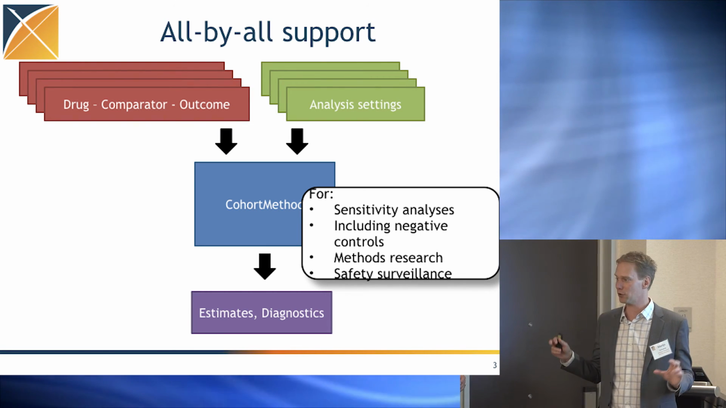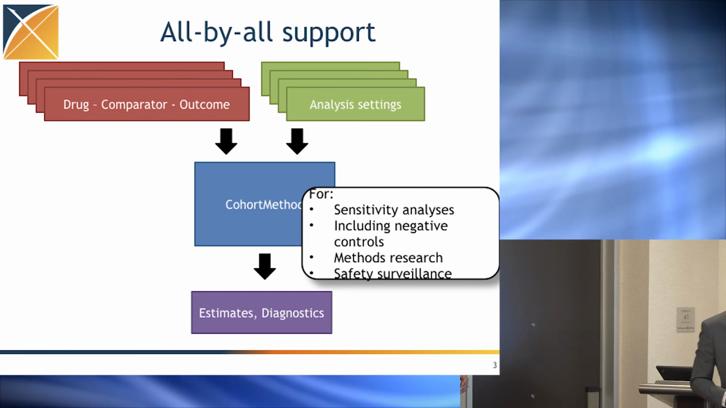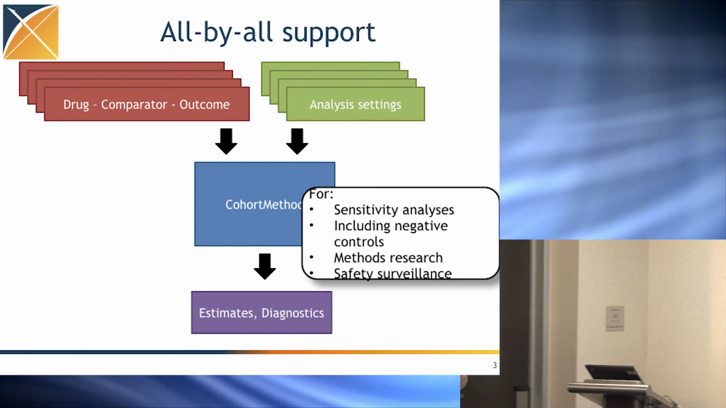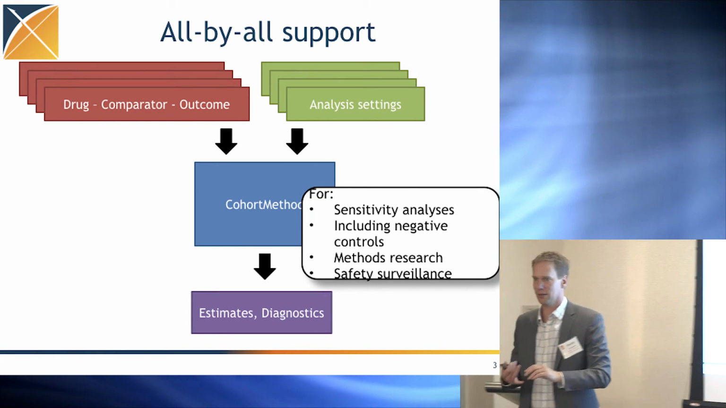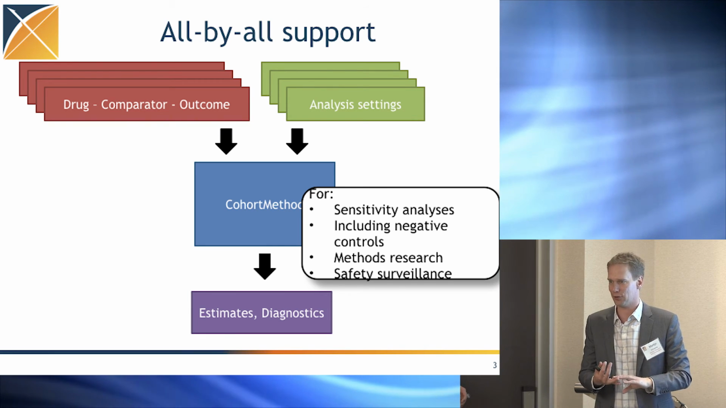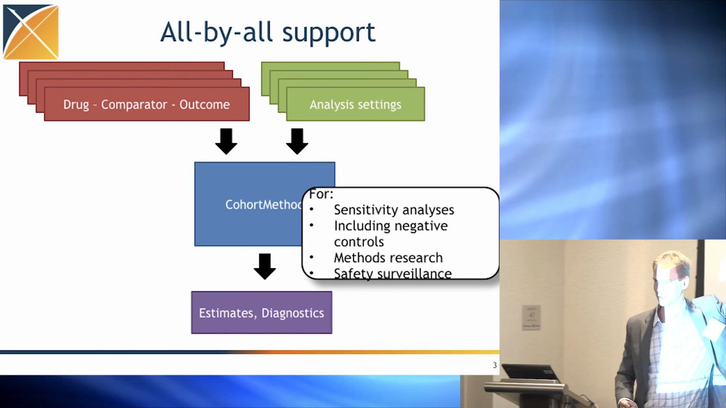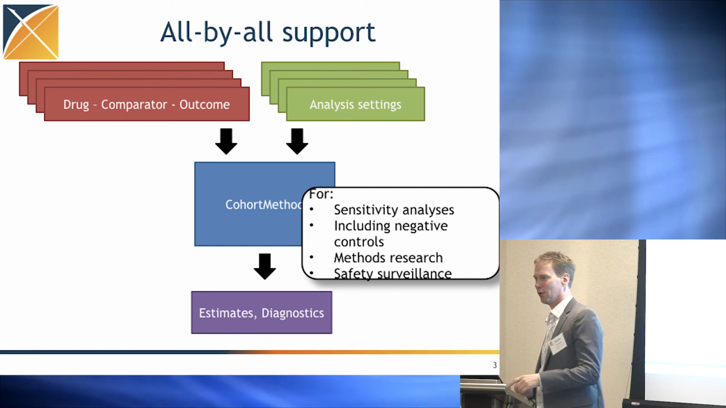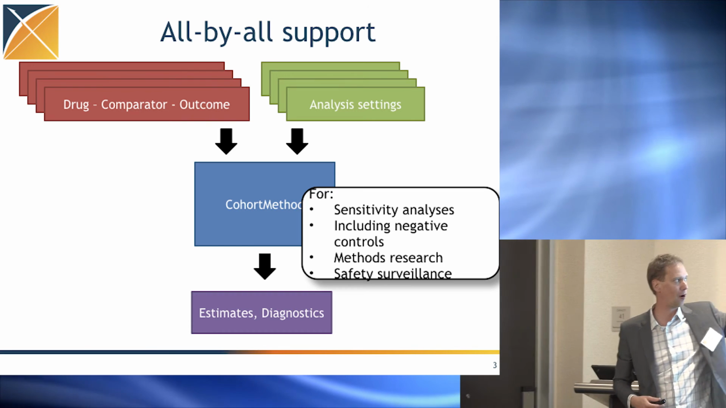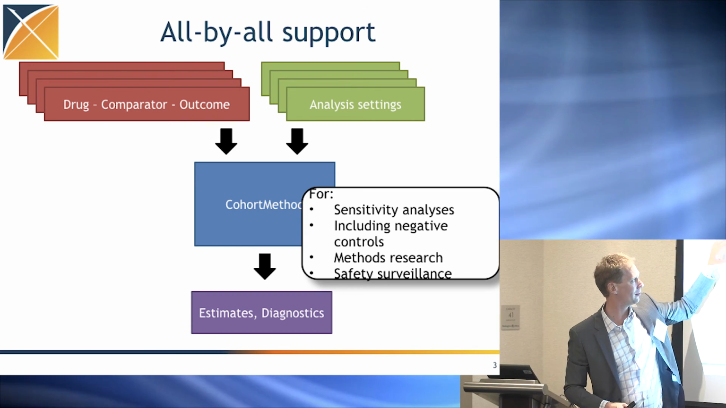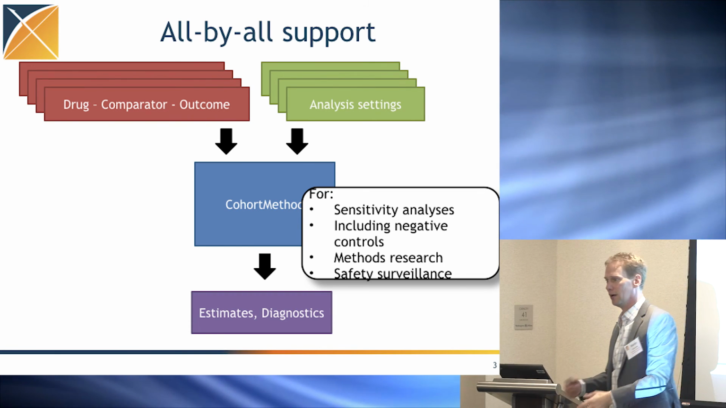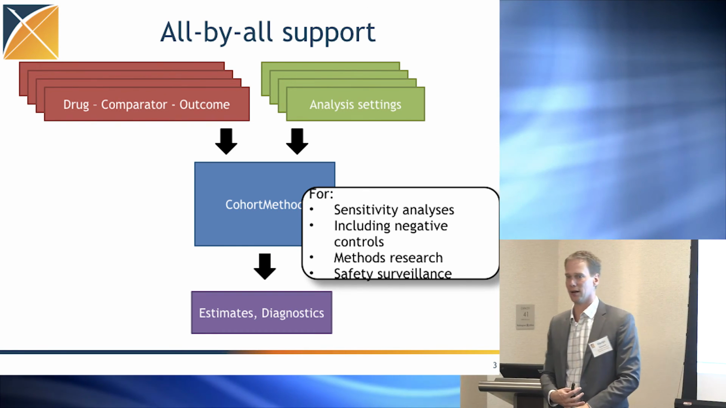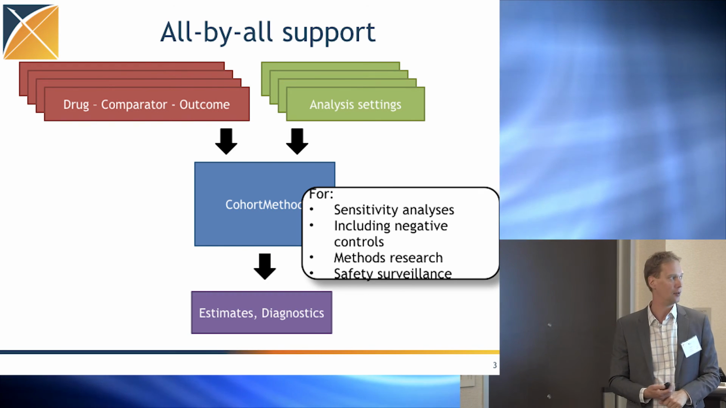There is something that we call the all-by-all support that basically allows you to specify a large set of drug or target comparator outcome triplets, and a large set of analysis settings, where an analysis setting is something like the choice of whether you want to do matching or stratification, your risk window definition, etc. So these are all considered analysis settings. And you can throw these two buckets of choices into the package, and it will find the most efficient way to compute its way through all possible combinations of target comparator outcome triplets and analysis settings. And it will use multi-threading and whatnot to get as fast as possible to a large set of estimates and diagnostics for all of the questions that you threw at it.